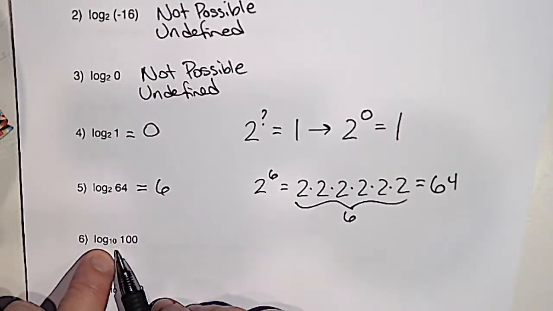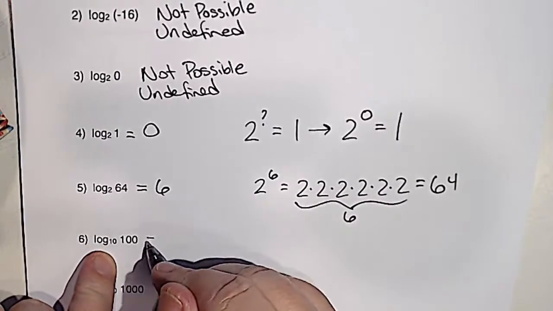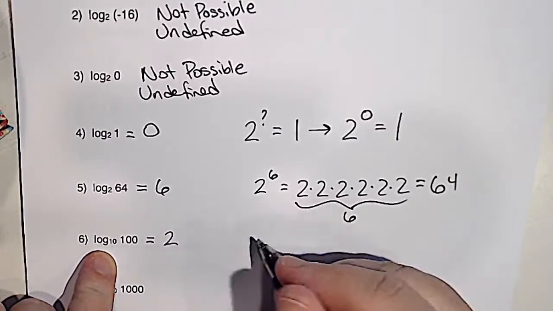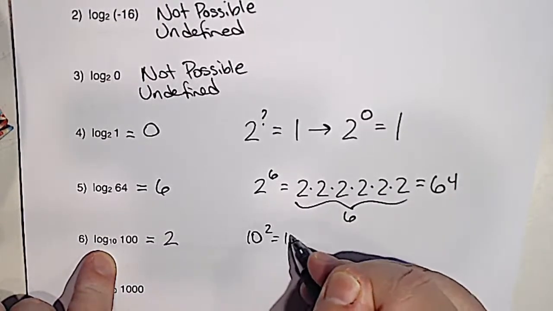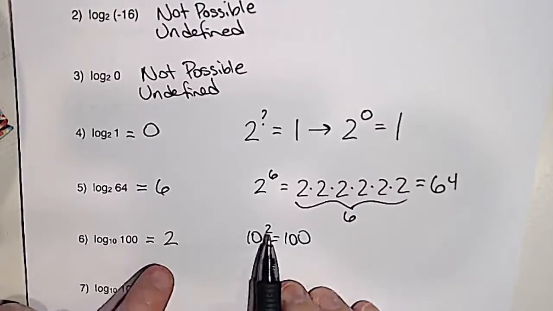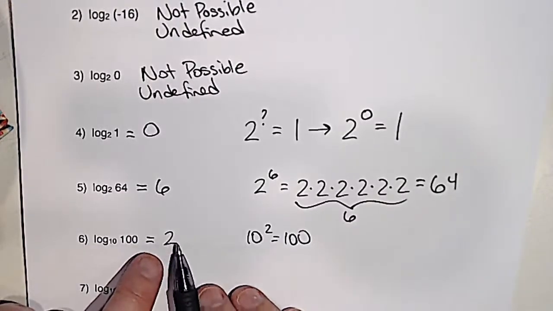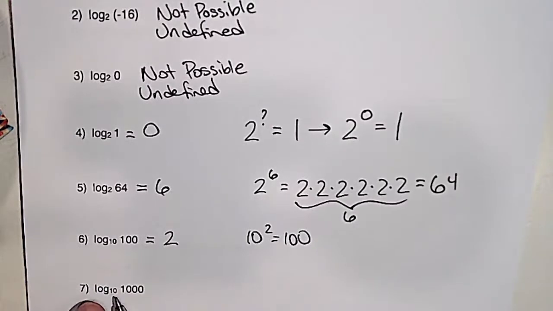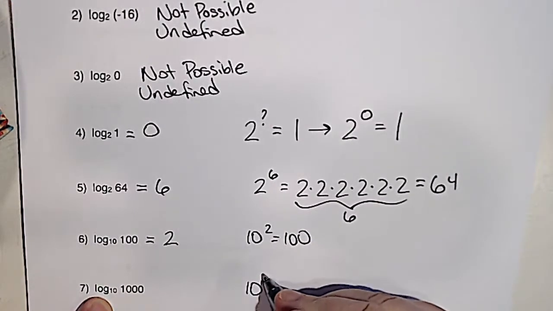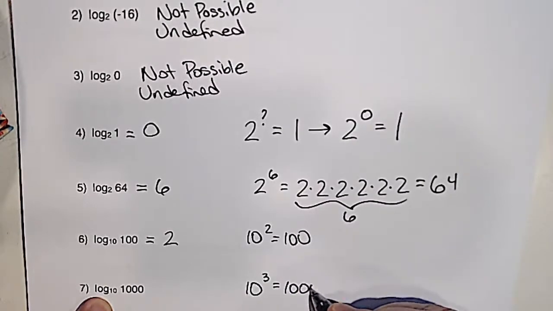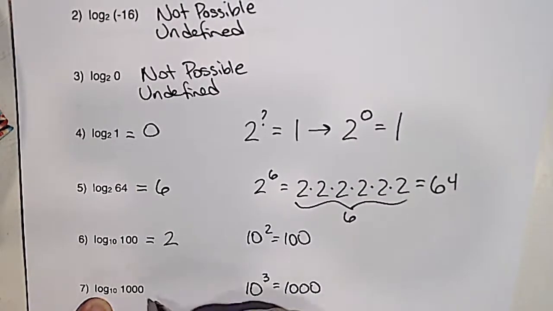How many 10's multiplied together give me 100? You're right, it's 2. 10 squared equals 100. So the exponent becomes the answer. How many 10's multiplied together give me 1,000? 10 cubed is 1,000, so this is 3.